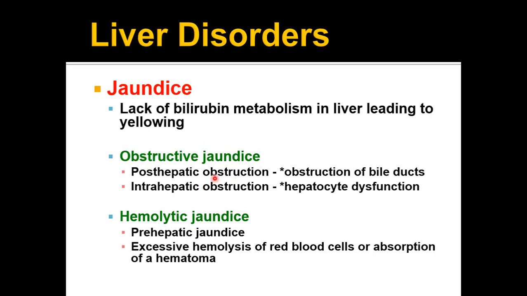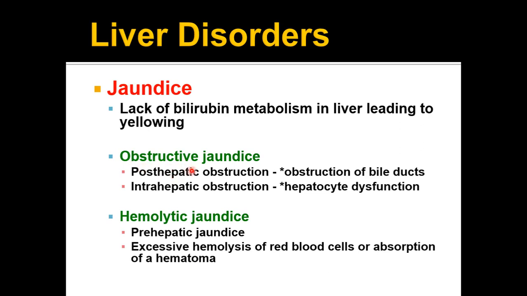Obstructive jaundice, and subcategories: post-hepatic obstruction and intrahepatic obstruction. So post-hepatic obstruction, we're thinking of the flow of bile from the liver. So if there's an obstruction in the bile duct, maybe there's a gallstone that's obstructing that, or something else is impeding the flow of bile, that would be a post-hepatic obstruction. And so the liver will continue to form bile, but it's not moving anywhere. And so then bile basically spills into the blood, and that gives us the characteristic jaundice appearance.